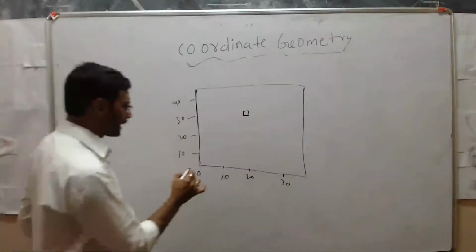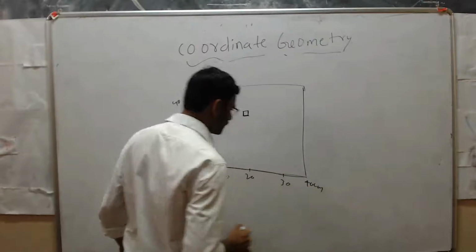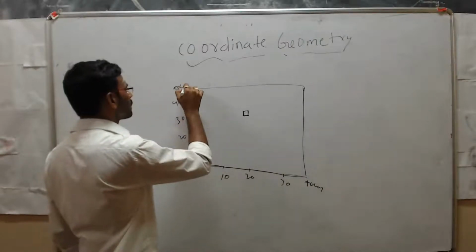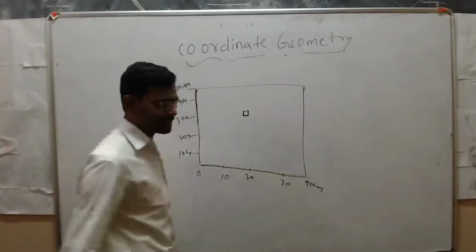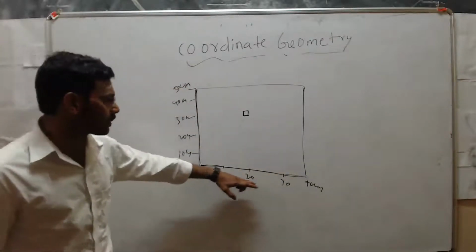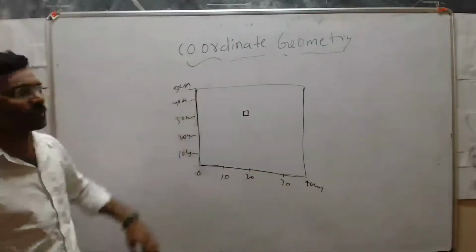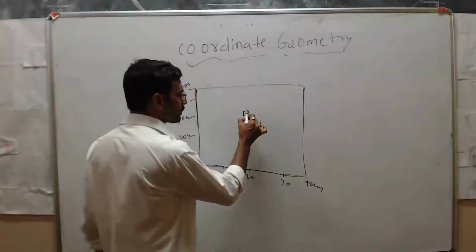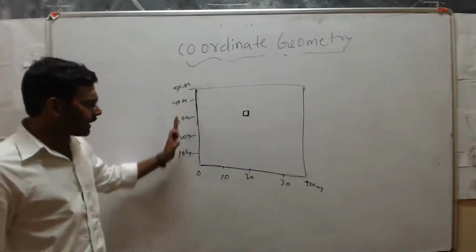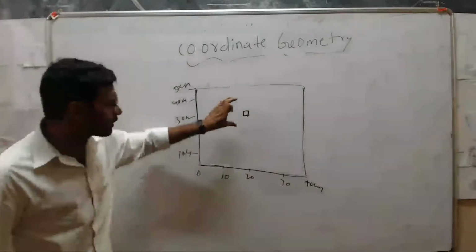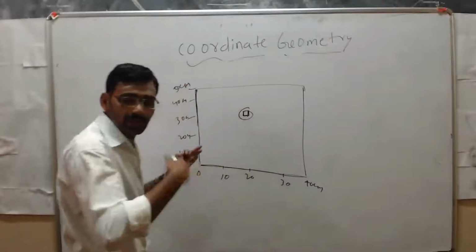Okay, this is considered as one table. Just assume here 0, 10 centimeter, 20 centimeter, 30 centimeter, 40 centimeter, and then 10, 20, 30, 40, 50 centimeter. Now this is the position of the textbook. Now it is a table. It is the position of the table. So book, sorry, this book table is.